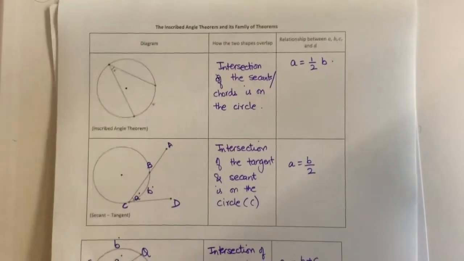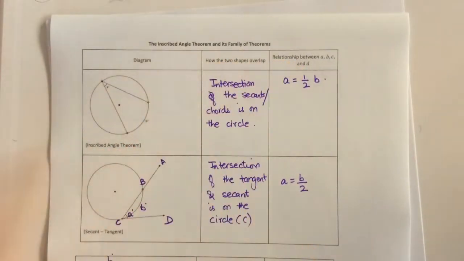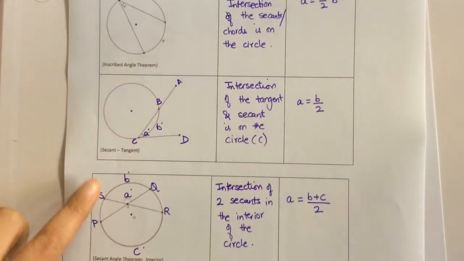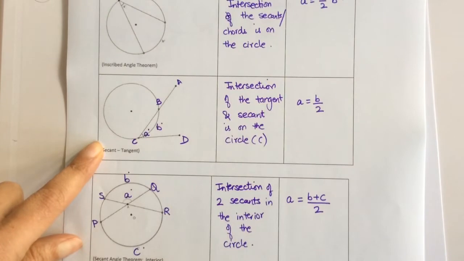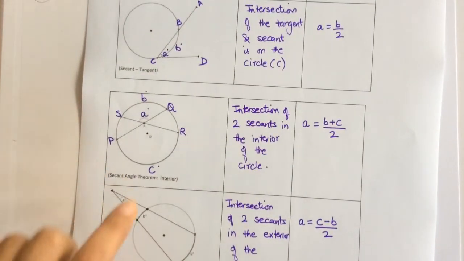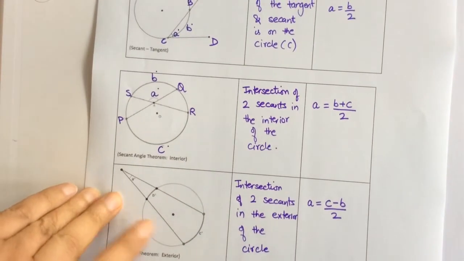Then we had moved and filled in this graphic organizer with the inscribed angle theorem and the family of theorems that goes with it. We had looked at the inscribed angle theorem, the secant tangent theorem, then the secant angle theorem, both the interior and the exterior case.